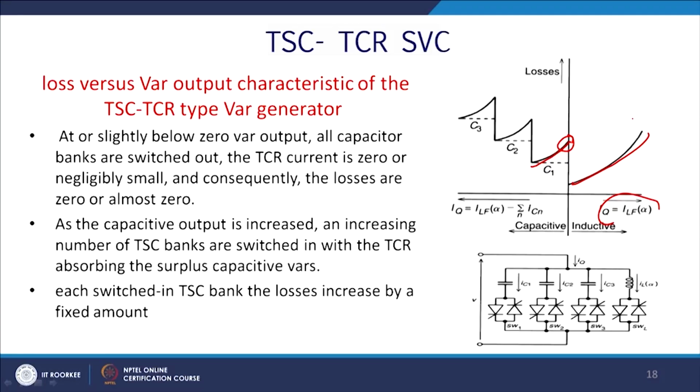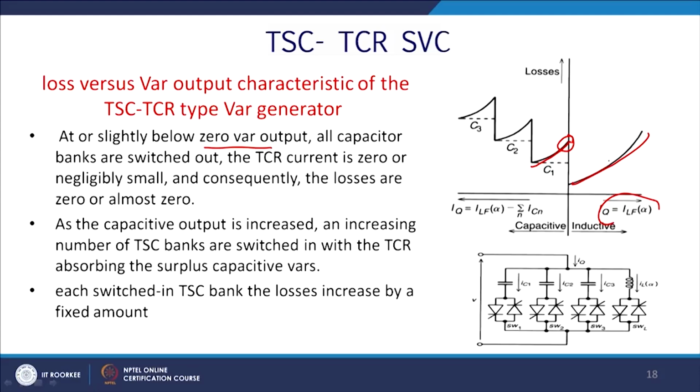So, what we can conclude: at or slightly below the 0 VAR output, all capacitor banks are switched out, the TCR current is also 0 or negligibly small, and consequently the losses are almost 0 or negligible, only the stray losses will be there. As the capacitor output increases, an increasing number of TSC branches are switched on, with the TCR absorbing the surplus capacitive power.